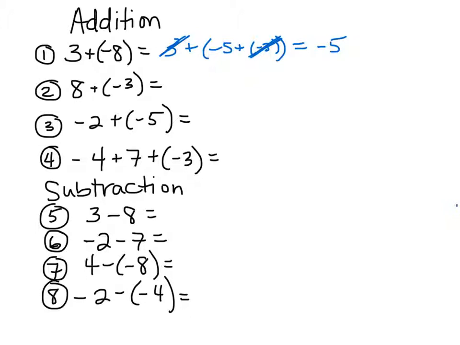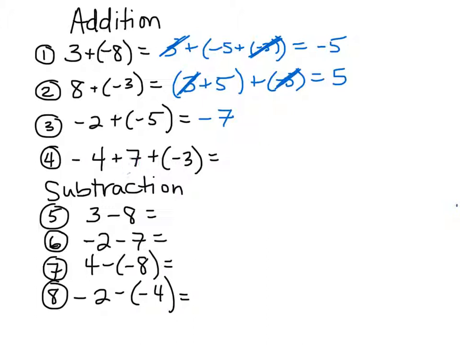Same idea for this one, 8 and negative 3. So this time, it's the 8 that has to break up into 3 plus 5 plus the negative 3. And again, they cancel each other out, but this time you get a positive 5 solution. When it's the same sign, you're just going to add them and keep the sign. So you got negative 2 and negative 5, it's just negative 7.